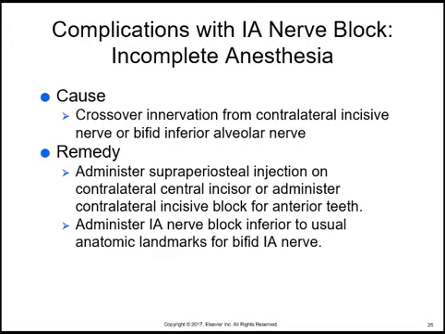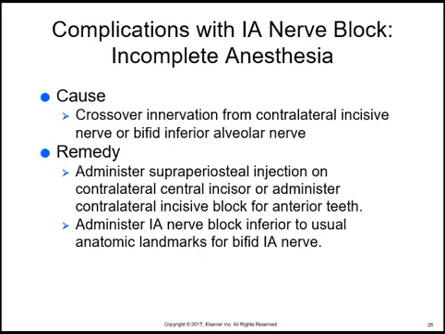Another complication would be incomplete anesthesia. The cause of this is crossover innervation from the contralateral incisive nerve or the bifid inferior alveolar nerve. The remedy would be to administer a supraperiosteal injection on the contralateral central incisor or administer a contralateral incisive block for anterior teeth, or to administer the IA nerve block inferior to usual anatomic landmarks for a bifid IA nerve.